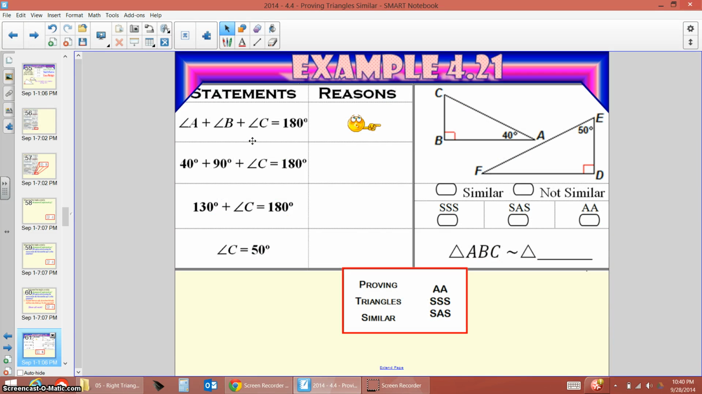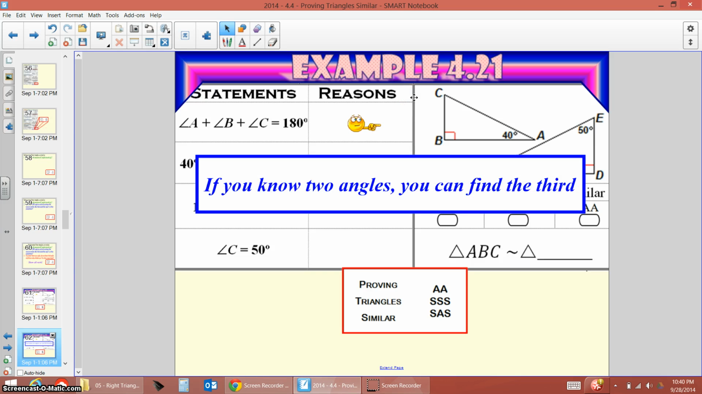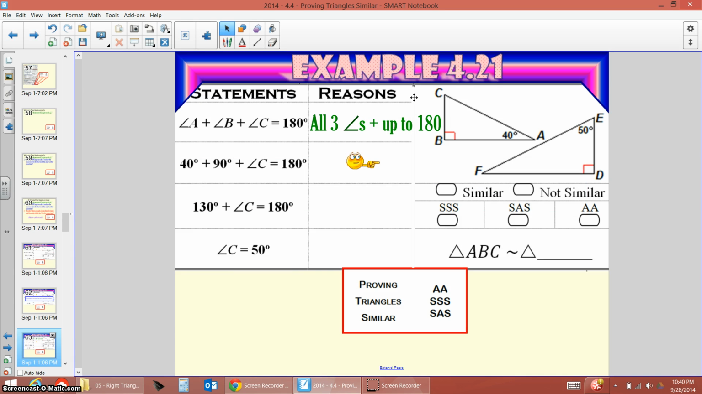So right here, it looks like I know a couple of different angles. But see, 40 and 50 don't match up. So I think that based on this statement of A plus B plus C equals 180, they're trying to lead me into finding out what angle C is. So if you know two angles, you can find the third. So let's look up for angle C. We've got all three angles added to 180.